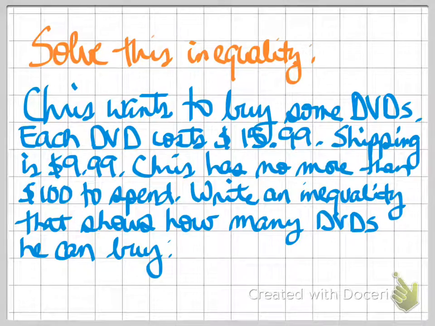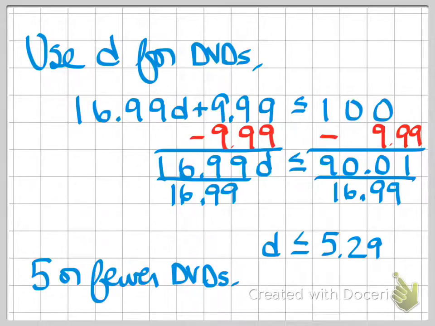Here's another inequality example. Chris wants to buy some DVDs. Each DVD costs $15.99. Shipping is $9.99. Chris has no more than $100 to spend. Write an inequality that shows how many DVDs he can buy. Using D for DVDs, my inequality is expressed as $16.99 times D plus $9.99 is less than or equal to $100.